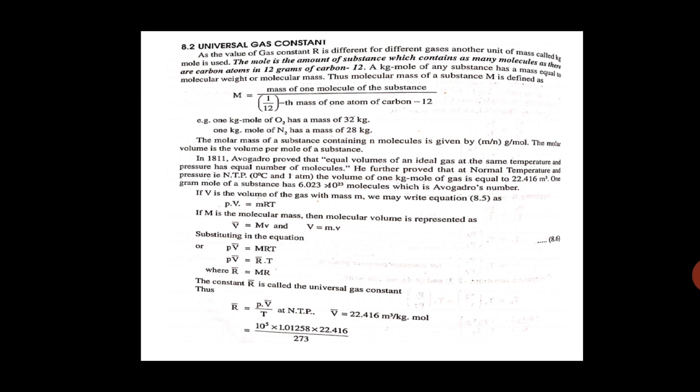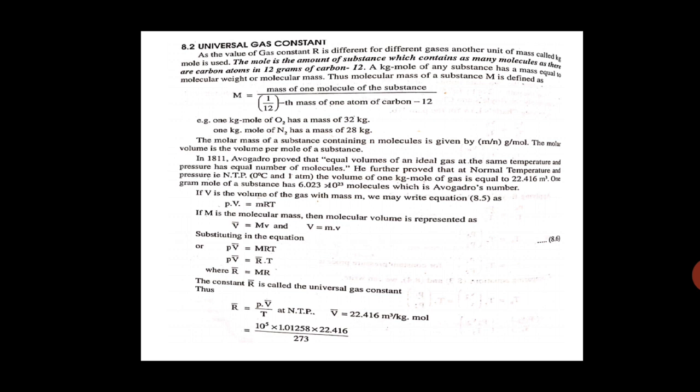Now let us see the universal gas constant. Here, to find this out, the term mole comes into the picture. As the value of the constant R is different for different gases, another unit of mass called the mole, the kg mole, is used.